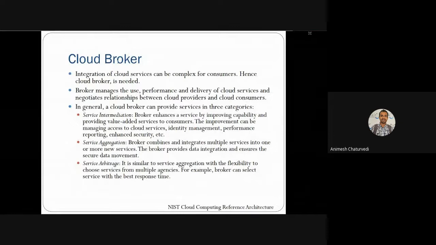Then the fourth one is the cloud broker. Integration of cloud services can be complex for the consumer, so the cloud broker does the integration of complex services. Hence, the cloud broker is needed for such integration. The broker manages the use, performance, and delivery of cloud services, and negotiates the relationship between cloud providers and consumers. These are the important criteria, goals, and objectives of a cloud broker.